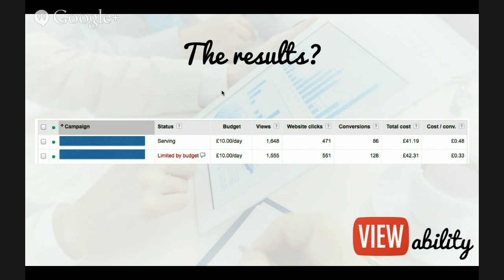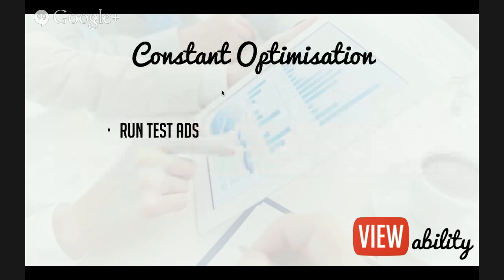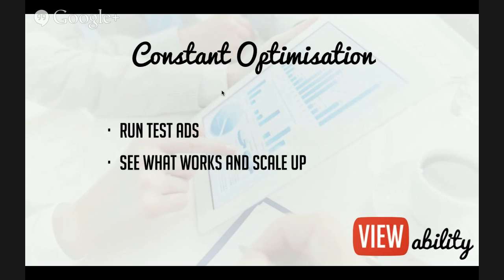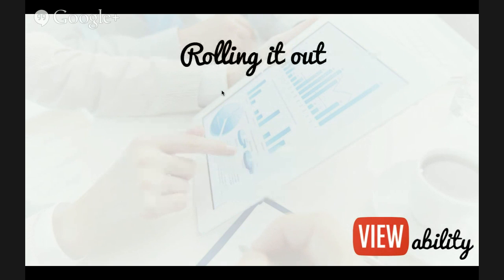So this is what we do with our clients. We're constantly looking at what we can do to improve and scale up their campaigns, so they're always driving a return for their investment. And so we can see here some of the results. Now, it is about constant optimization, so I'd say run some test ads, don't spend a fortune, keep it simple to begin with, see what works and then scale up what does work, and if it doesn't work, turn it off, of course, and that's important to do, otherwise you end up wasting money. But then you can really roll it out.